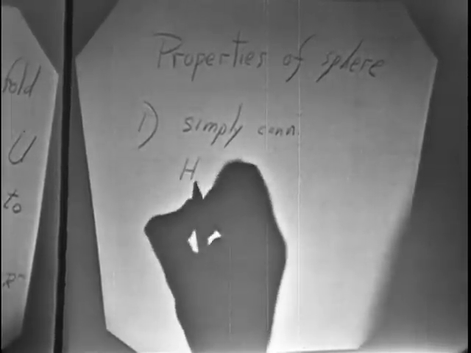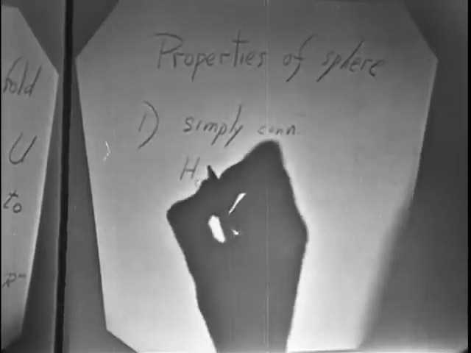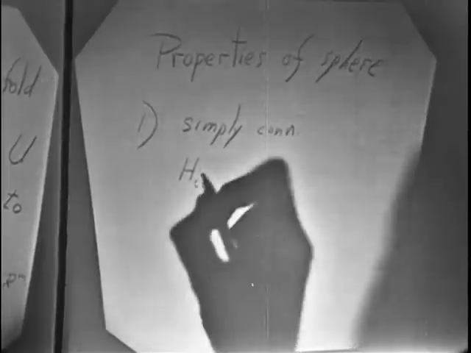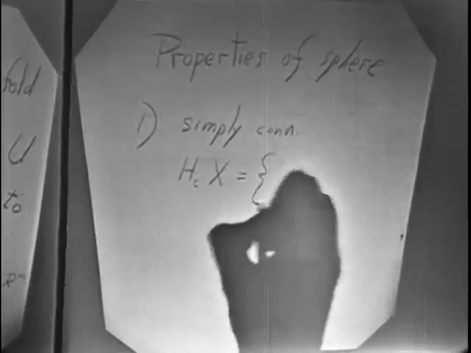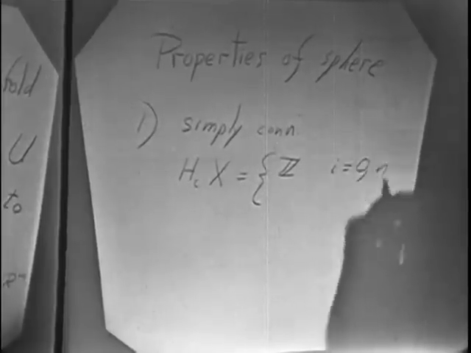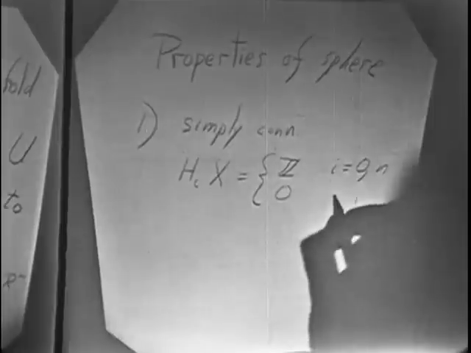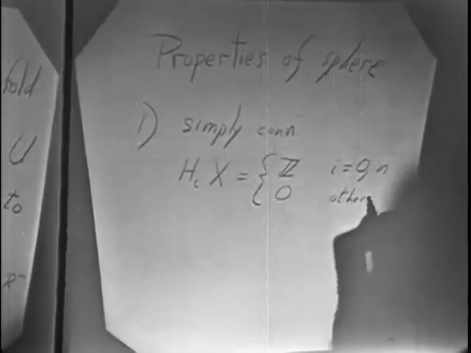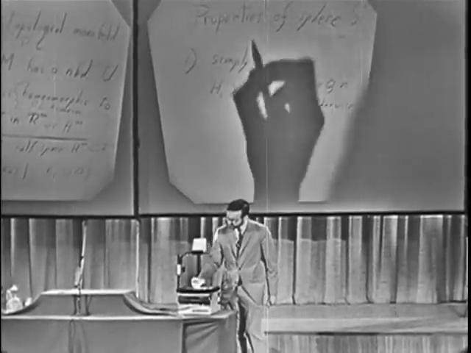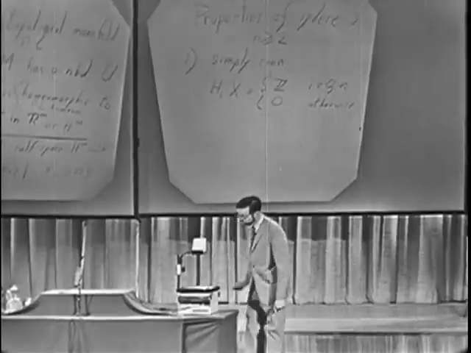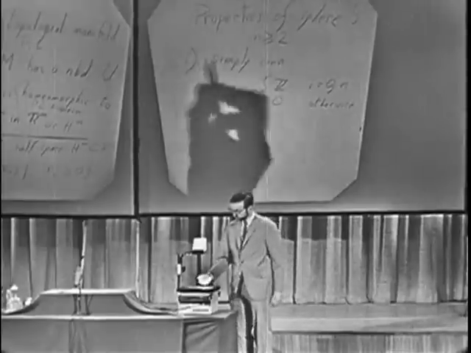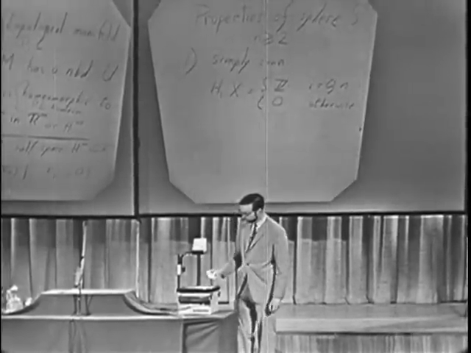and that the homology groups of the sphere are, well, Hi of X is equal to an infinite cyclic group for i equals 0 and n if we're talking about an n-dimensional sphere, and 0 otherwise. These are properties of the sphere Sn, where n is at least 2. So these are essentially the properties which characterize the homotopy type.